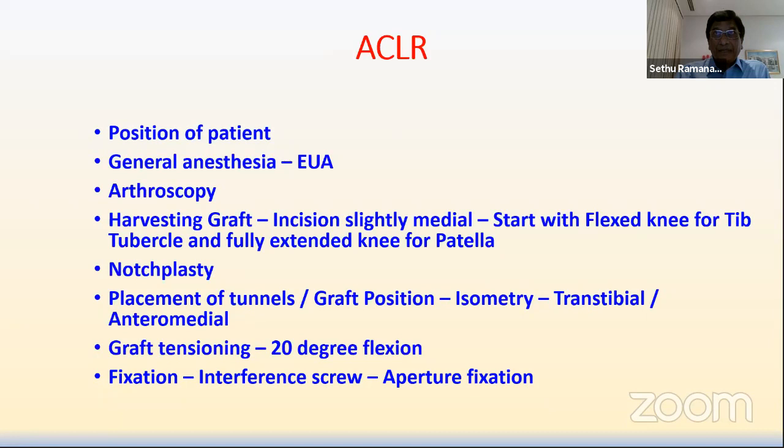And when I start harvesting the graft, I start with the flexed knee on the tibial tubercle side. Once I've taken that, I extend the knee fully. So you don't need to have a big incision, it's a small incision. You can push the patella down, your assistant can push the patella down, and you can harvest the patellar graft with a small incision, not much bigger than the one that we use for a hamstring.